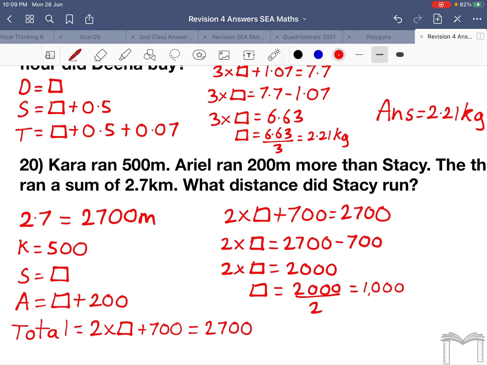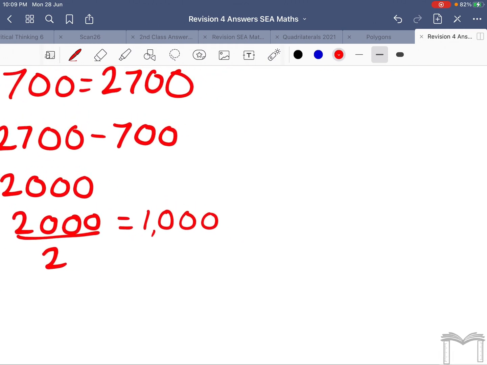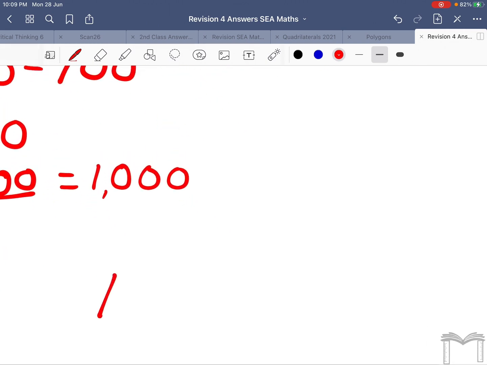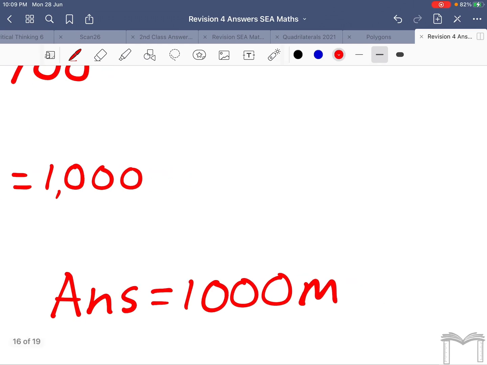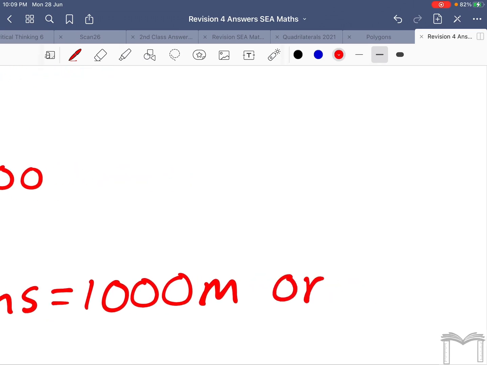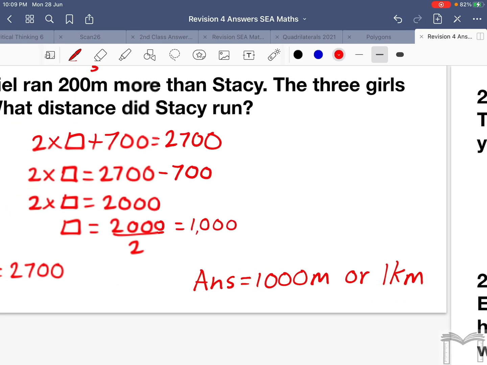And they ask us for Stacy's distance, which we can see we have Stacy as one box. So Stacy's distance will be 1000 meters or 1 kilometer. They are both equal. 1000 meters or 1 kilometer.